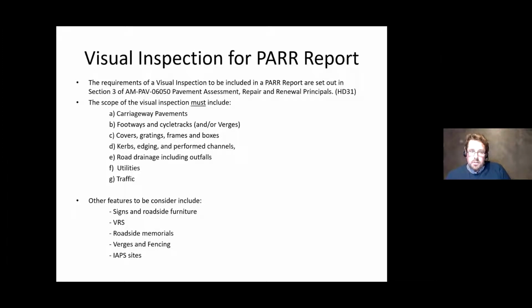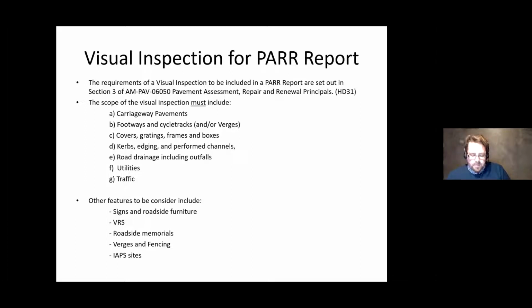Other features which aren't mentioned specifically in the PARR report, but you really should keep an eye on, are your signs and roadside furniture. If they're outdated or if they're causing an issue, just make note of it. They mightn't come under the PARR itself, but by putting them in the PARR, you could be highlighting them as something to be corrected. And generally, signs will be corrected as part of a PARR scheme.